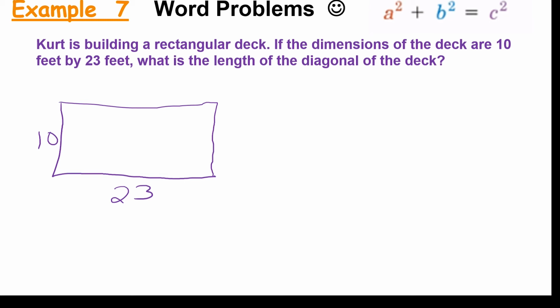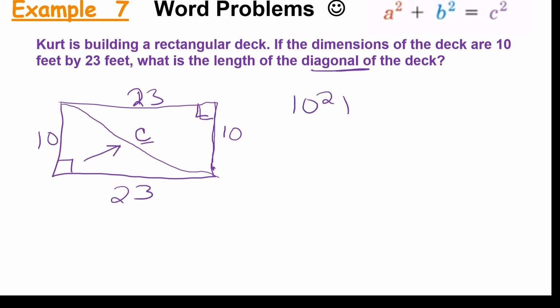All right, this is also 23. So it doesn't matter what triangle I use. So this is a right angle, this is also a right angle, because remember, in a rectangle, all of the corners are right angles. So my diagonal would be C, because that would be my hypotenuse, which is opposite my right angle, and I just plug it in. 10 squared plus 23 squared, I'm looking for C.